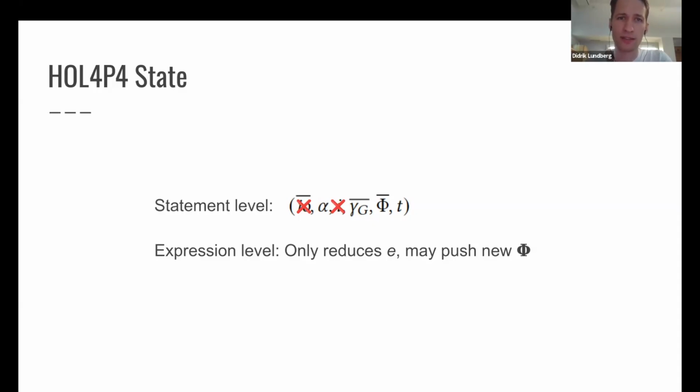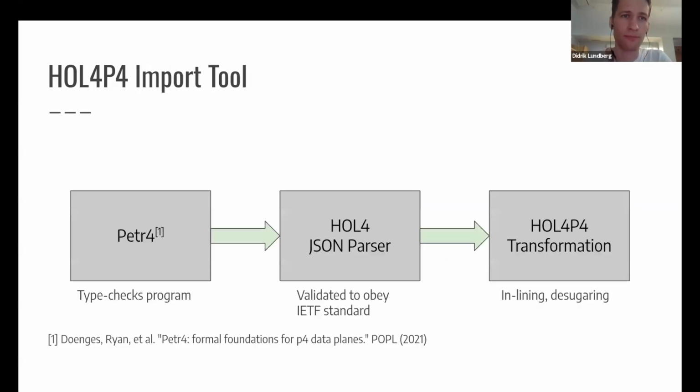The only possible side effect is a new frame being pushed onto this phi bar stack. And the rest is just local reduction of the expression. And this separation of concerns is really neat and tidy from a theorem proving point of view. So keeping the state minimal for the respective level of semantics helps performance-wise with proof automation and also makes it easier to prove the meta theory. So that's it from a high-level perspective of the semantics.